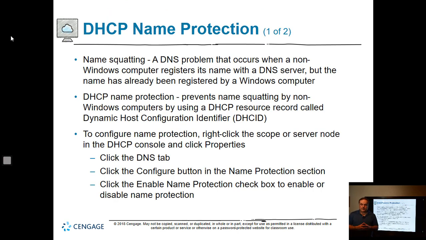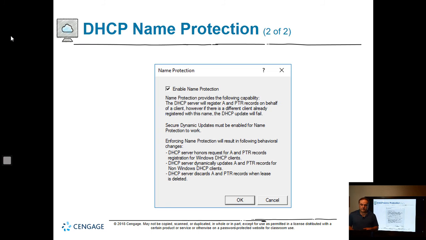DHCP name protection. It addresses something called name squatting. That's a DNS problem that occurs when a non-Windows computer registers its name with the DNS server, but the name's already been registered by a Windows computer. Now, you can't have two different devices with the exact same name. It causes all kinds of conflicts. You'll see pop-ups saying duplicate name on the network. Everybody has to have a different name. So there is name protection built into DHCP. It prevents this name squatting from happening. And here is the Enable Name Protection option, which you can get by right-clicking on the server.